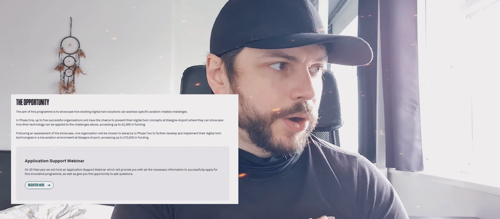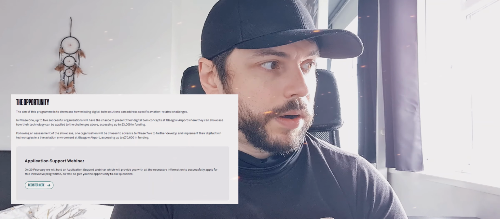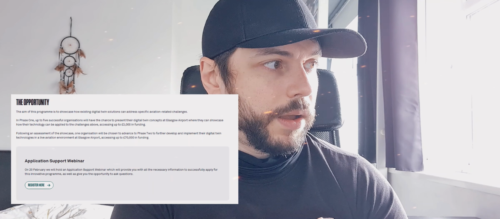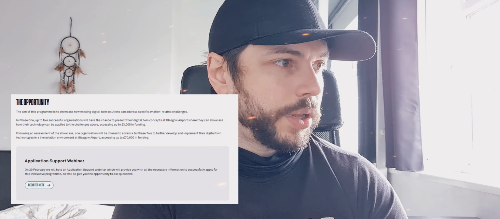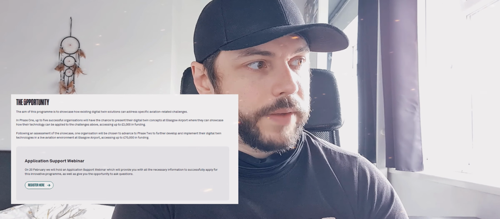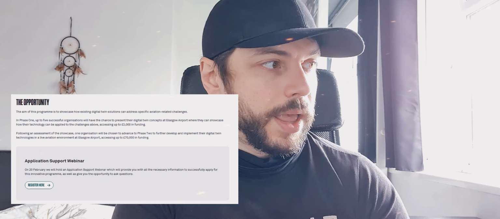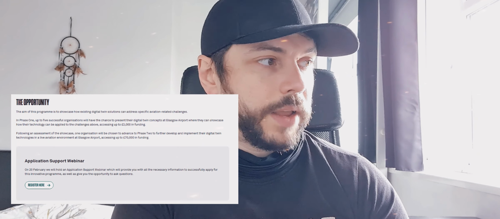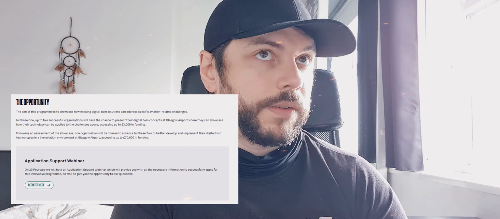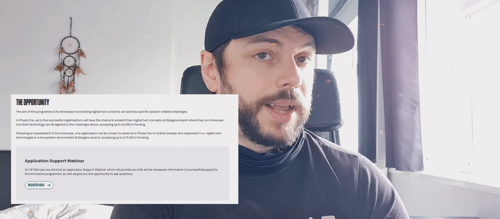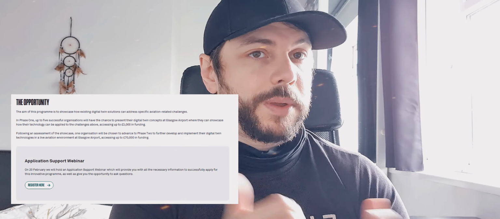Following the assessment, one organization will be chosen to advance into phase two, further developing and implementing digital twin technologies in a living aviation environment at Glasgow Airport, accessing up to £70,000. So with that, you can potentially hire 3 people. So a team size, my team might be 5 people.